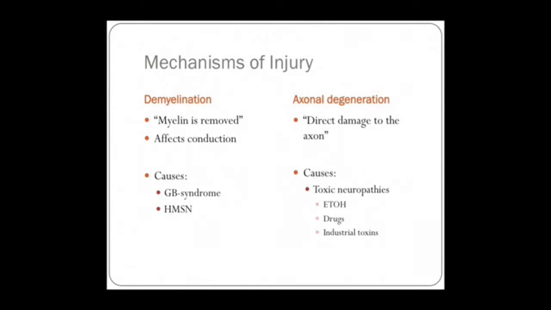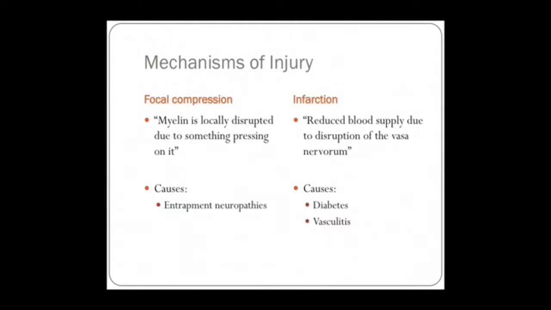In terms of the axons themselves, there are various things that cause direct damage to these. The ones that you should remember here are the toxic neuropathies. So alcohol being very, very important, but also some particular drugs, which I'll talk about in a bit, and certain toxins, particularly lead. Lead is the most important toxin causing peripheral neuropathy. You get other things as well. So focal compression, if the nerve's compressed, doesn't work as well. And these are all the entrapment neuropathies, which I'll go through in a minute.